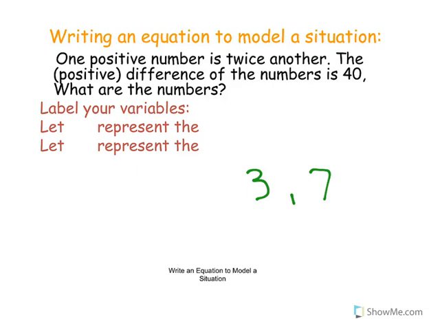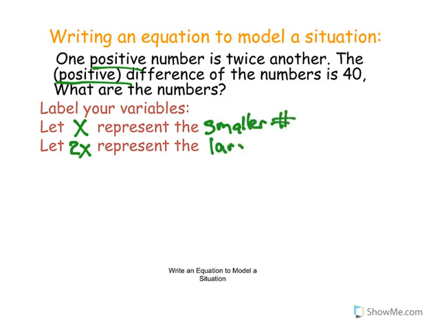Now, if I say the positive difference, that implies that we do the bigger number minus the smaller number. Otherwise, it's going to be negative. If I take smaller minus larger, regardless of the signs of the numbers, my difference is always going to be negative. So we're going to have to take that into account when we set up this problem. And also it says that the numbers are positive. So we're going to say, okay, one number is twice another. So twice means 2 times. So let x represent the smaller number, and let 2x represent the larger number.